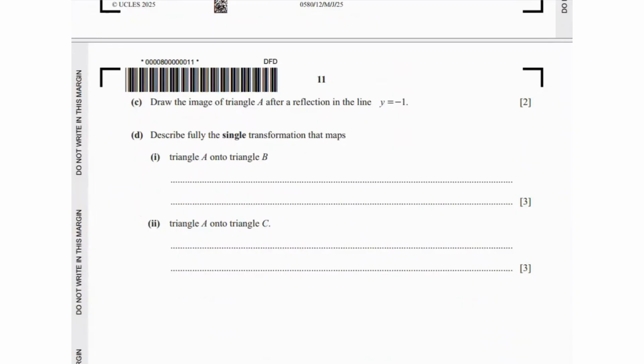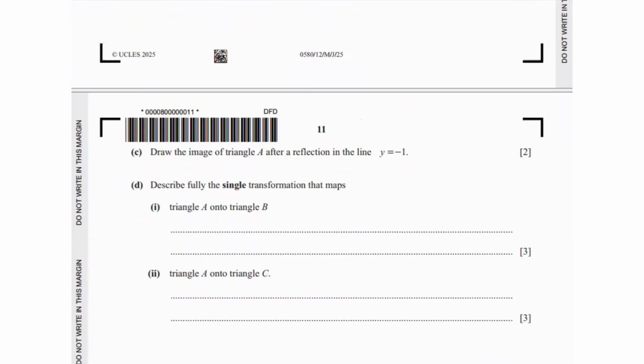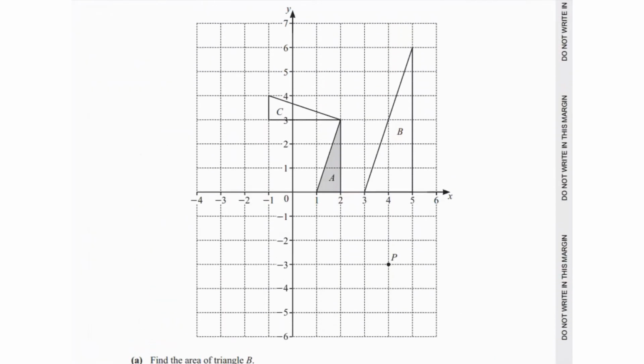Then describe fully the single transformation that maps triangle A onto triangle B. So for A onto B, we can clearly see that there's a change in size. Triangle B is bigger, which means there was an enlargement. So when there's an enlargement, we need the scale factor for enlargement and we need the center of enlargement as well. For the scale factor, you will pick two corresponding sides on both the shapes and compare them. So this is 1, this is 2. 1 became a 2, which means the scale factor is 2 over here because 1 times 2 is 2.